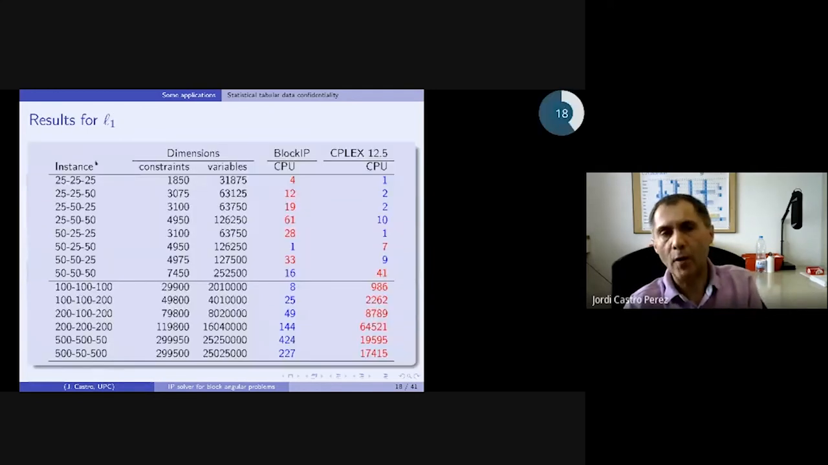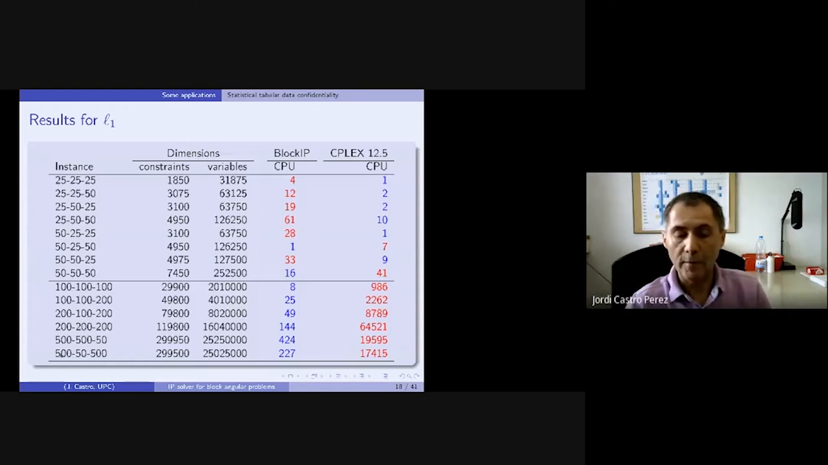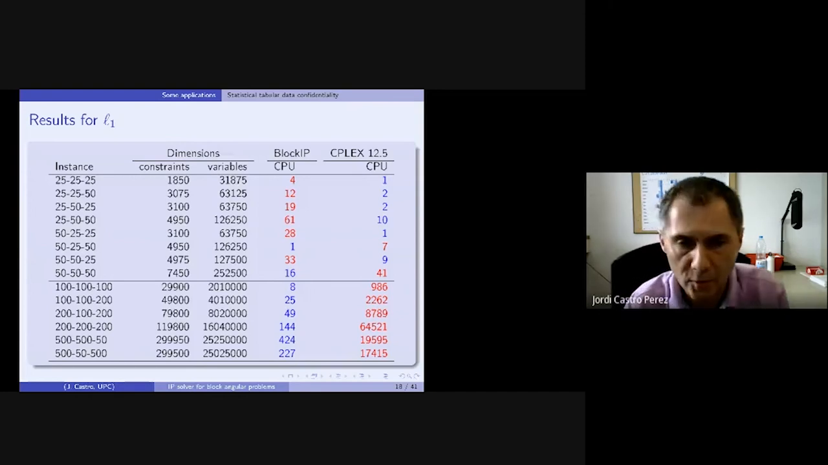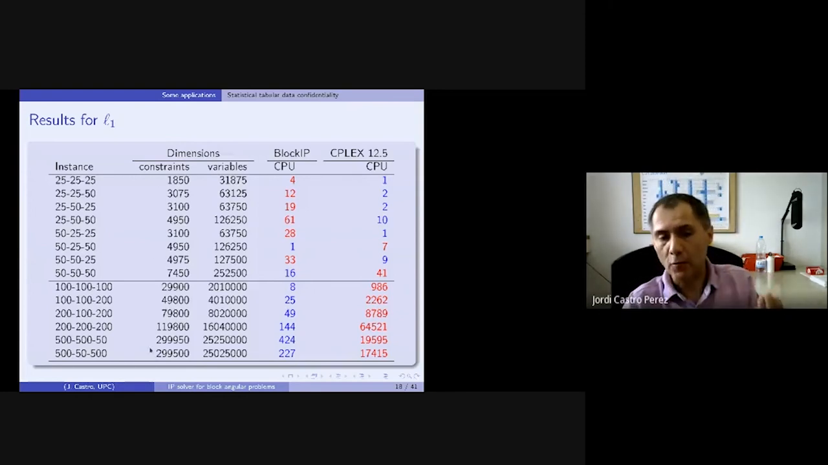First, results for the L1 norm, linear optimization problems. The instances are given here by three parameters. Number of categories of the first categorical variable, that will be, for instance, 500 professions, 50 counties or regions, well, 500 sexes, it's impossible, but let's suppose that the third categorical variable has another meaning, okay? This is the number of constraints of the linear optimization problem. That's the number of variables of the linear optimization problem. The larger problems have 25 million variables and 300,000 constraints. And this is the CPU time solving the problem using the specialized interior-point method, block IP and CPLEX. Okay? That's a linear optimization problem.